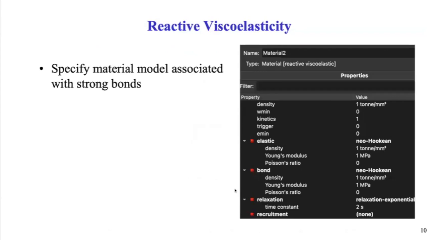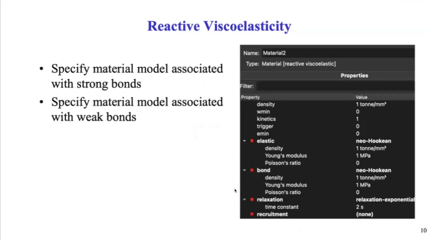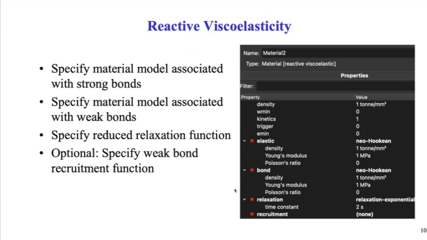So in a reactive viscoelasticity material, you have to specify a material associated with the strong bonds, a material associated with the weak bonds, and you have to specify a reduced relaxation function. A reduced relaxation function means that it's equal to 1 at time 0, and it goes to 0 as time goes to infinity. And optionally, to do another form of nonlinear viscoelasticity, which I'm going to mention in a second, you can specify a weak bond recruitment function. So this is what it would look like in FEBio Studio. This is the elastic material. For example, you can make it Neo-Hookean. You can also make the weak bond material Neo-Hookean. In this particular case, I'm trying to reproduce exactly the viscoelastic model I showed you in the previous slide.